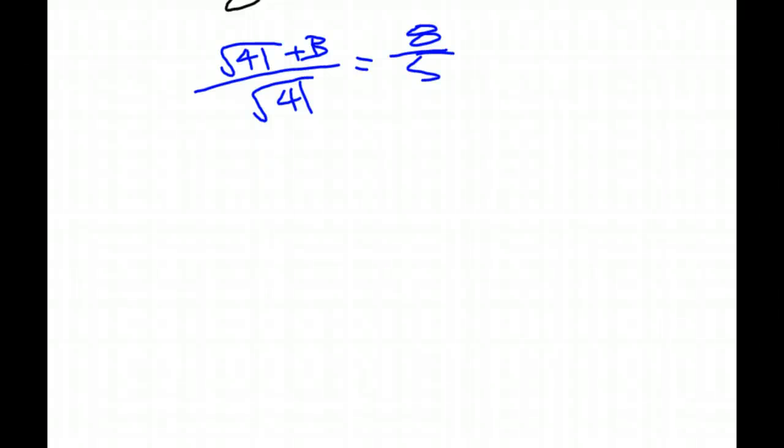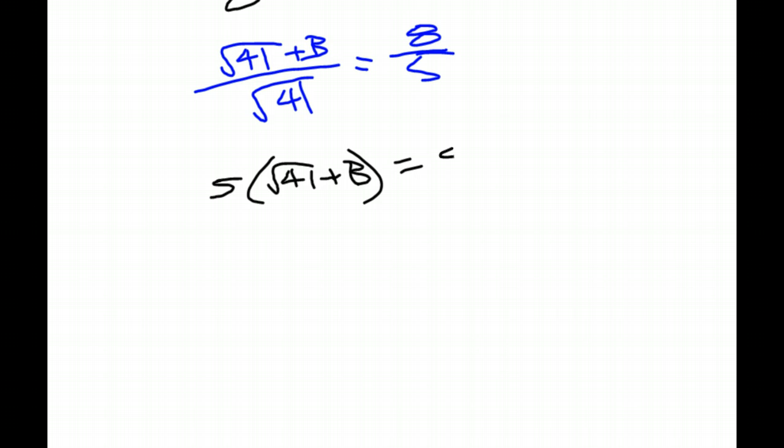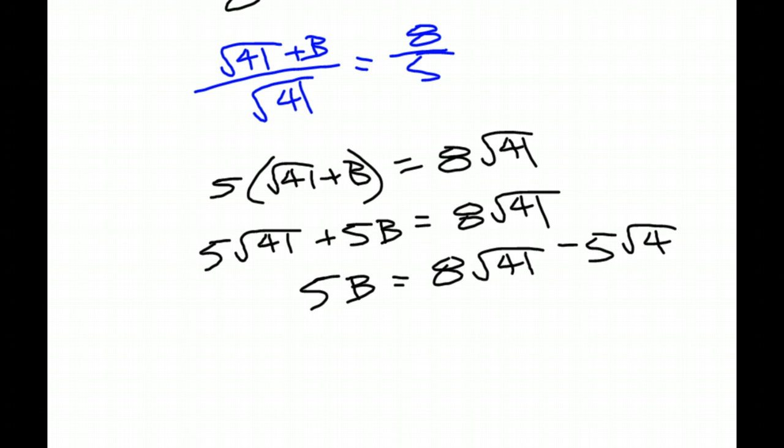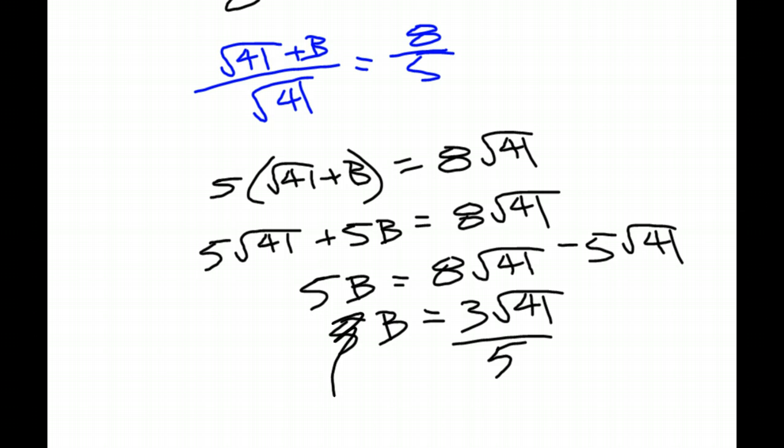All right, let's cross multiply. 5 times the square root of 41 plus b equals 8 square root of 41. Distribute. Now what? Subtract the 5 square root of 41 from both sides. Okay, now what? Now you're down the wire. Divide by 5. And you're done.